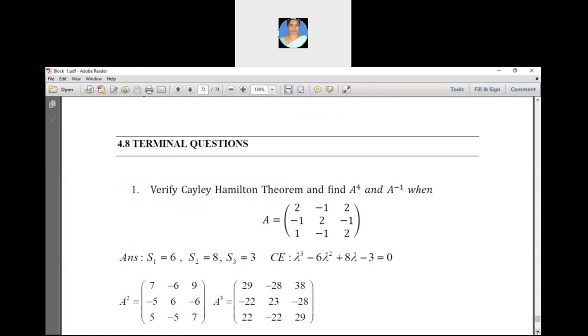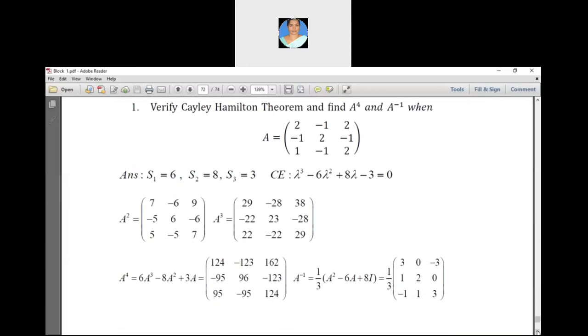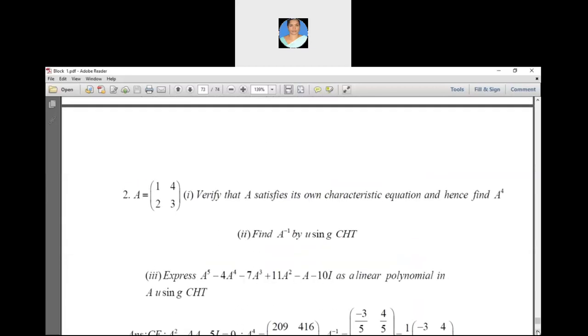So our answer is here. S1 equal to this, S2 is 8 and S3 equal to 3. Our characteristic equation is lambda cube minus 6 lambda square plus 8 lambda minus 3 equal to 0. And the A square values are here: 7, minus 6, 9, minus 5, 6, minus 6, 5, minus 5, 7. And the A cube matrix is here, and the A power 4 matrix is here, and A power of minus 1. So this is the same method for the other problems. Okay, these are all some terminal questions.